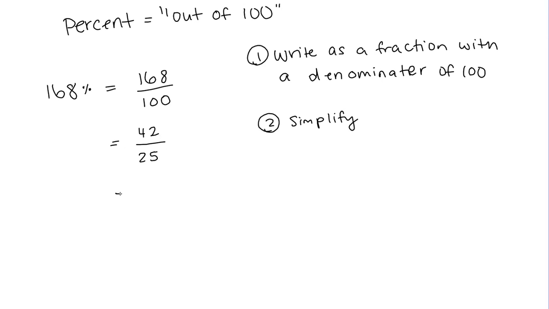Now we can put it into our mixed number. 25 goes into 42 one time. We're left with a remainder of 17, and our denominator stays the same. So 168% equals 1 and 17 over 25.